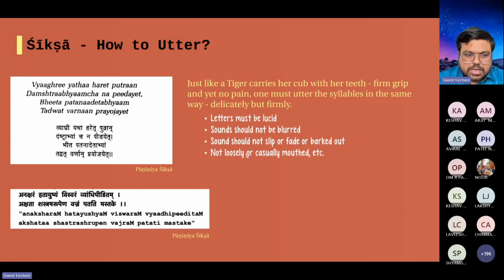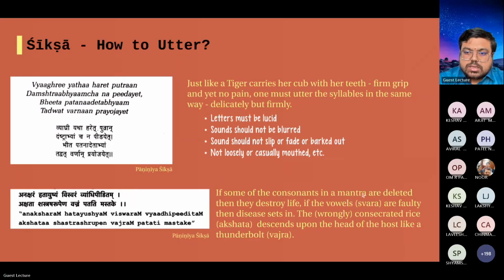In the same Panini Siksha, Panini says, Anaksharam patayushyam, vishwaram vyadhipiditam, akshata chatrashrupen vajram patati mastake. That means if some of the consonants in a mantra are deleted, then they destroy life. If the vowels are faulty, then disease sets in. The wrongly consecrated rice, the akshata that we say, right? In the puja time, we consecrate our rice with turmeric or vermilion or with mantras. If you wrongly consecrate with improper utterances, then they descend upon the head of the host like a thunderbolt, or the Vajrayudha of Indra.